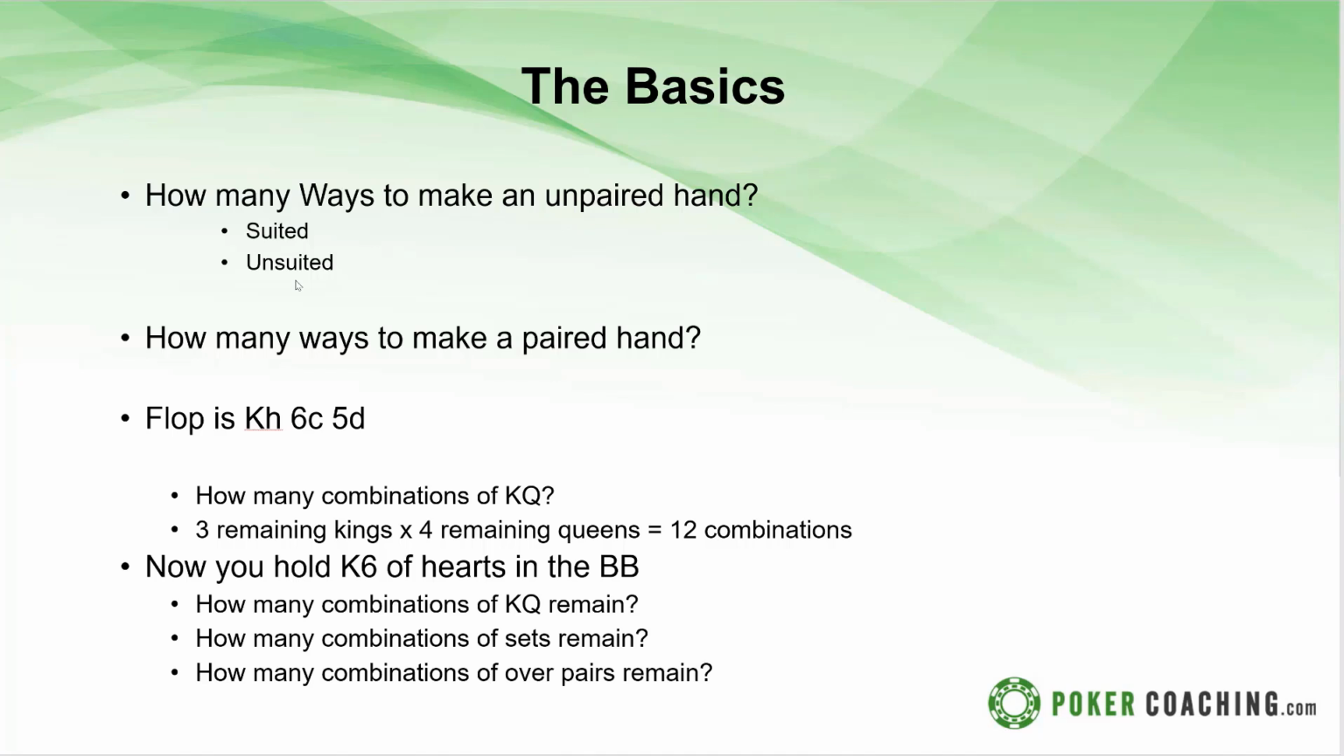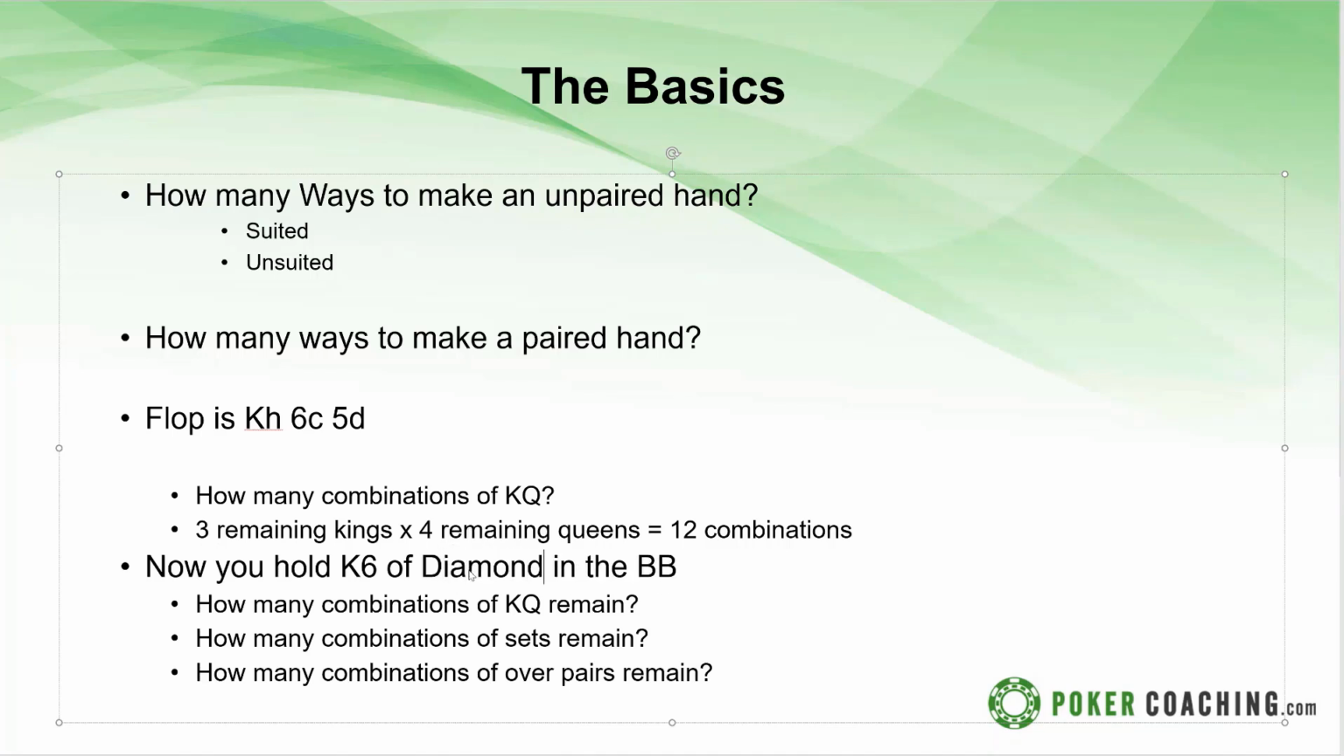So now that we don't have the answer on the slide, we're going to say that we're in the big blind and we have the king 6 of hearts in the big blind. So when we have the king 6 of hearts in the big blind, how many combinations of king queen remain? All right, so I see a bunch of 8s. This is correct. 8. So now, when we have the king 6 of hearts, there's 2 kings remaining. I guess we can't have the king 6 of hearts. We're going to say we have the king 6 of diamonds.